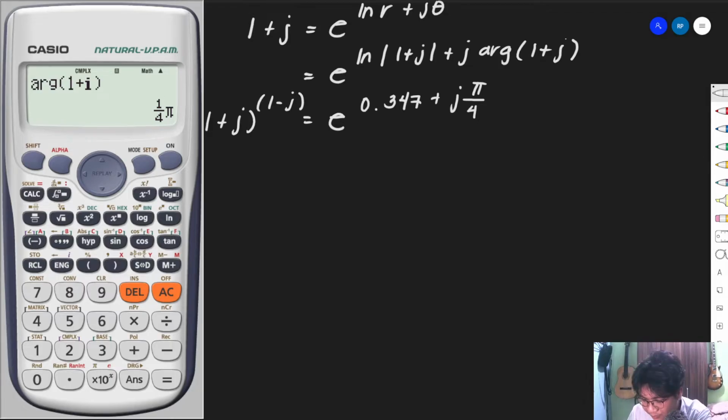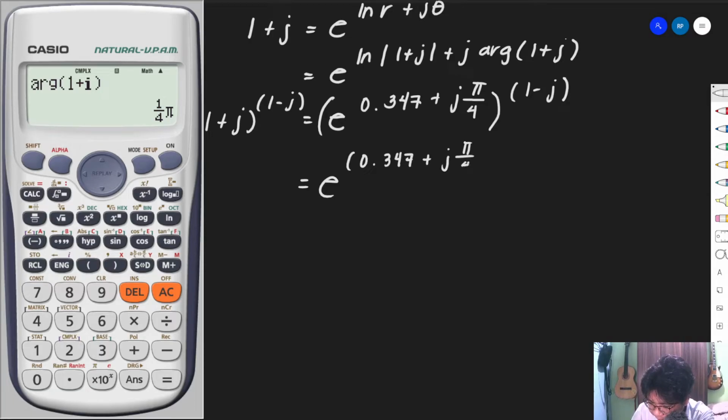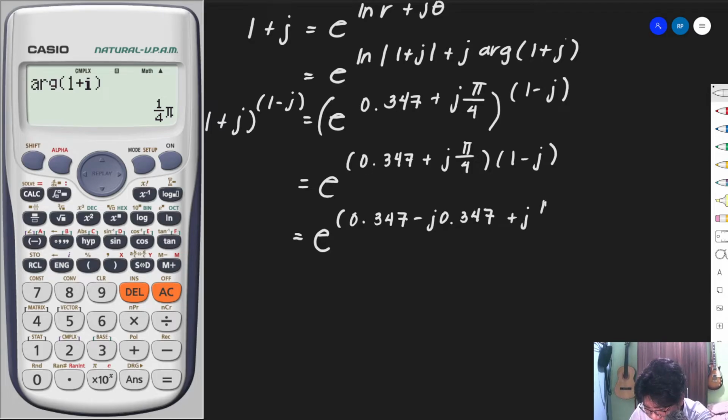So, 1 minus j? Oh, yes, 1 minus j. So, raised to 1 minus j. And applying again a raised to m raised to n is equivalent to a raised to mn, we just multiply. So, we have here e raised to 0.347 plus j pi over 4 times 1 minus j. Then we evaluate, using the FOIL method. So, we have here 0.347 minus j 0.347 plus j pi over 4. Then, negative times positive is negative, but j squared is equal to negative 1, so it becomes positive. So, plus pi over 4.